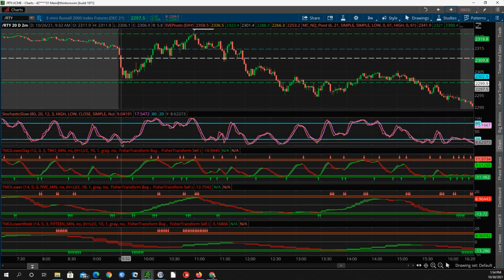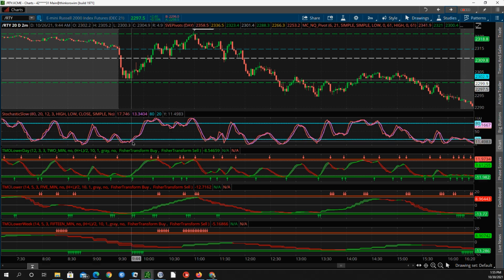Again, you wait, because the stochastic can hang out down here at the bottom for a while. Once you learn to start using this tool, you realize it can hang out at the bottom, it can hang out at the top. That's why you need to have something else to help you decide, okay, when do I want to take that trade to the downside? When do I want to take that trade to the upside?